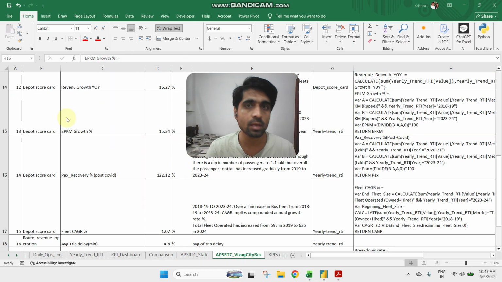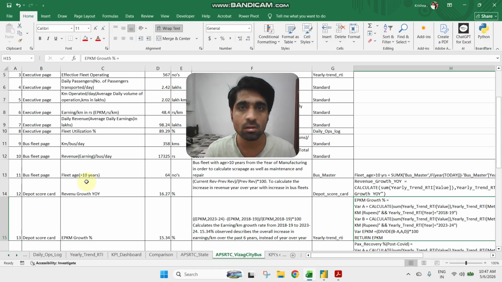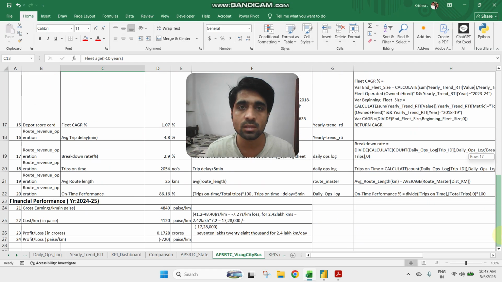Here are EPKM growth, like earning per kilometer growth percentage, passenger recovery percentage, and revenue growth year over year. These are also self-explanatory. If you simply Google it, or understand the words themselves, revenue growth year over year is the growth from 2018 to 2024, how the revenue has grown. Also revenue earning per bus per day, and fleet age greater than 10 years, where from the total bus fleet we subtract the year of manufacture to get it.